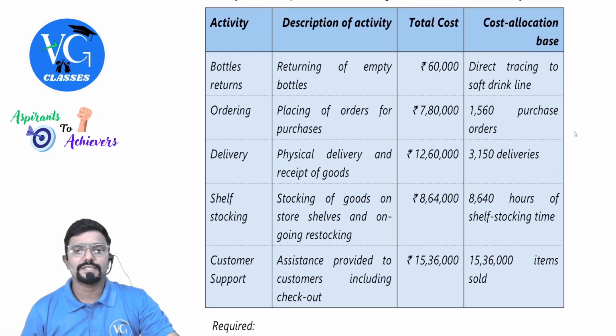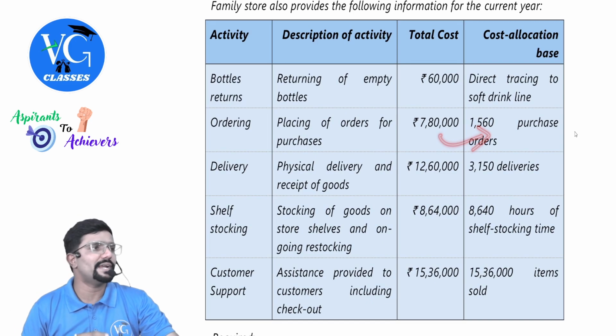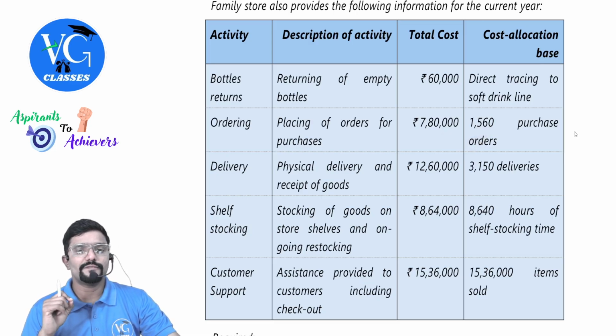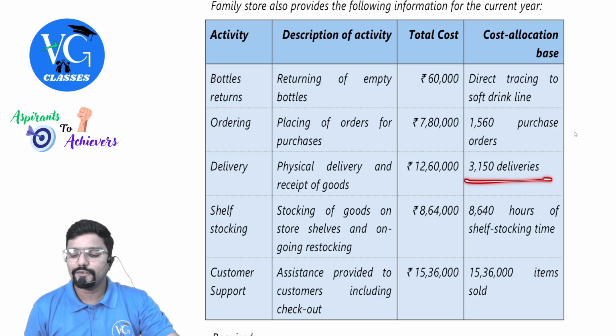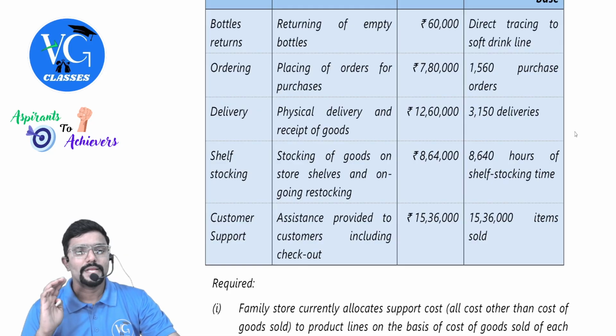Okay. Ordering, placing of orders for purchases. What is the total cost? 7 lakh 80,000. Cost allocation base: purchase orders. What is the total? 1,560. If I divide each other, what do I get? Activity rate. Delivery: physical delivery and receipt of goods. What is the cost? 12 lakh 60,000. Cost driver: 3,150 deliveries. Divide each other, you will get the cost per delivery.